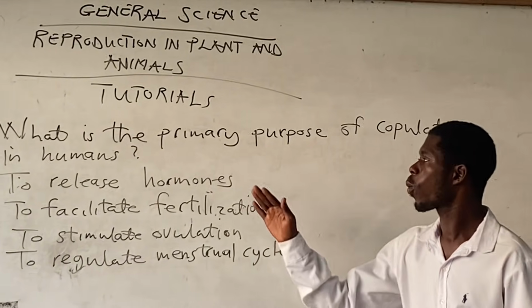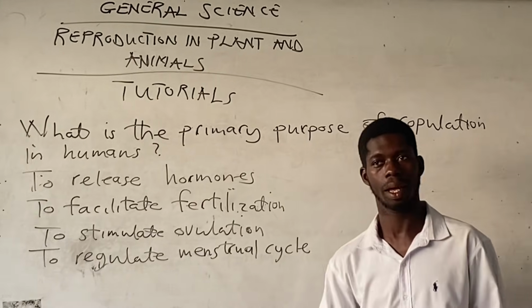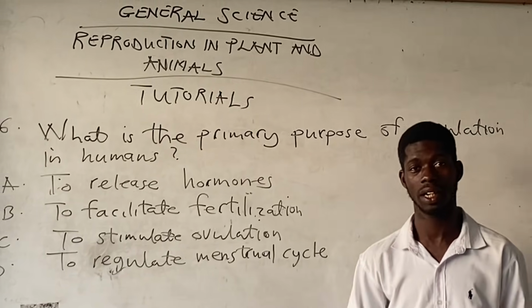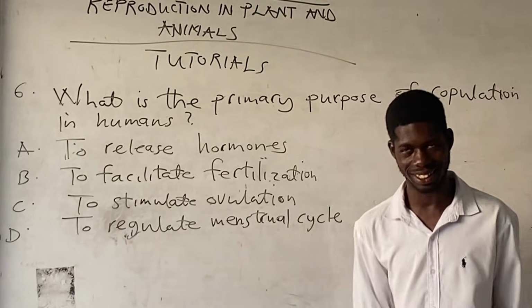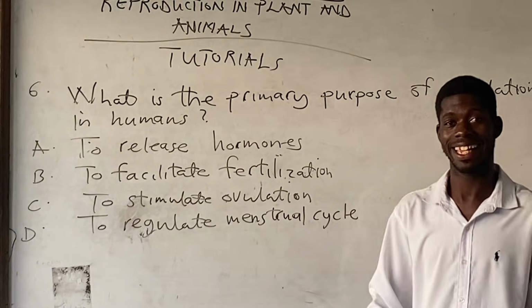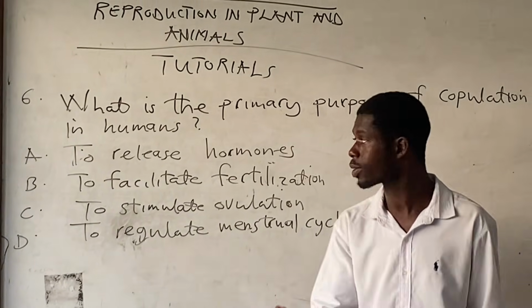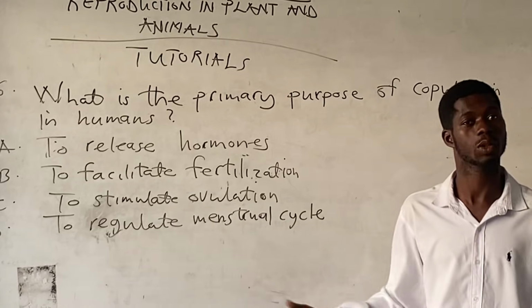Okay. So question 6. It says, what is the primary purpose of copulation in humans? Copulation is also known as mating. And what is copulation? It's the act of having sexual intercourse. So what's the primary purpose for that?